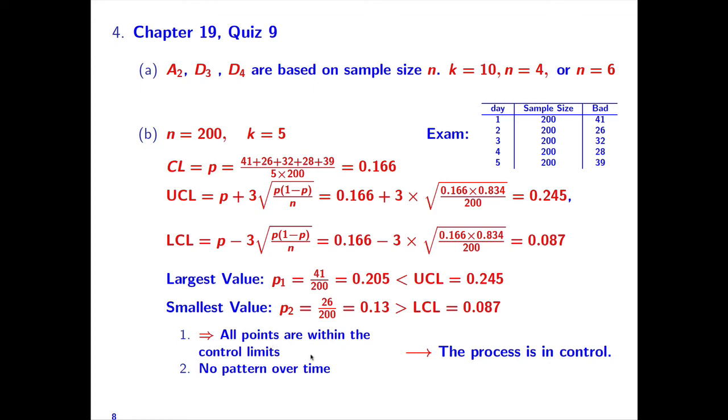Now, condition number 2, we look for a pattern, and this one is down, up, down, up. So there's no obvious pattern, and we said no pattern over time. So the process is in control. And this is the end of the review.